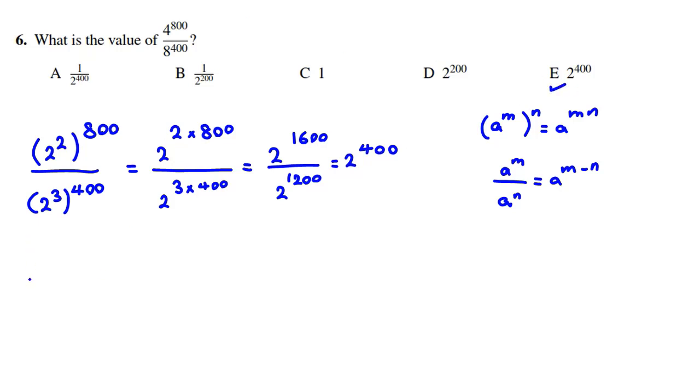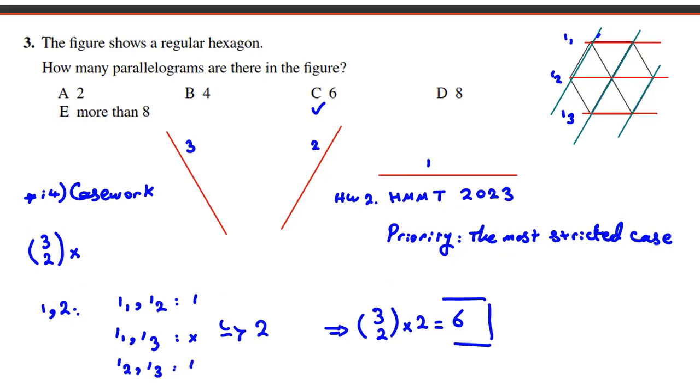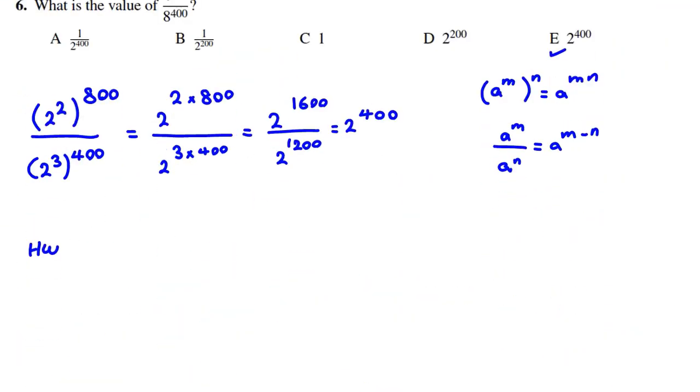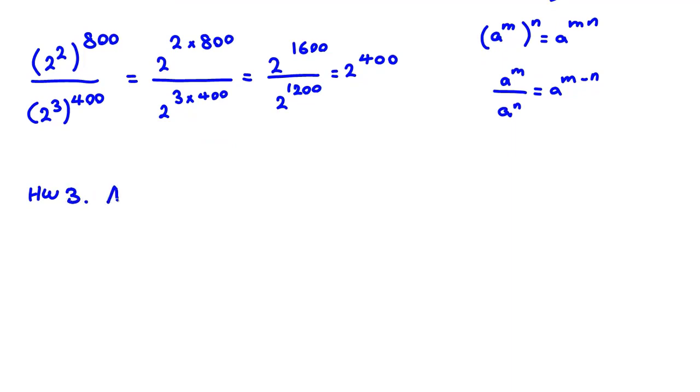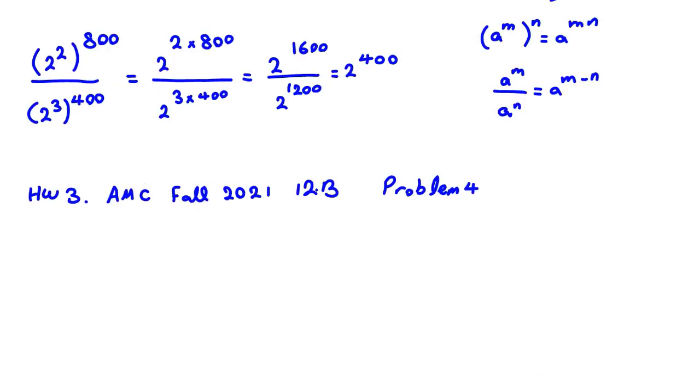I want to leave a homework with this idea related to powers. Homework number 2 was for HMMT. It is homework number 3. It's for AMC Fall 2021 12B, problem number 4. The problem is this. N is 8 to the 2022. Which of the following is equal to n over 4? It is exactly similar to this, working with powers. Okay, it was homework 3.